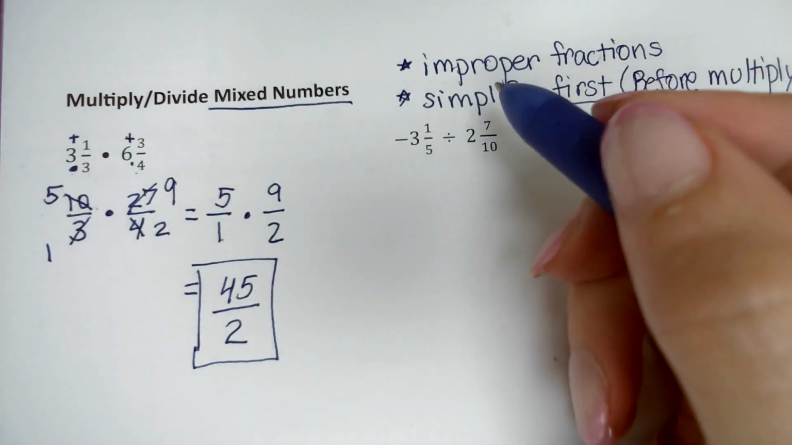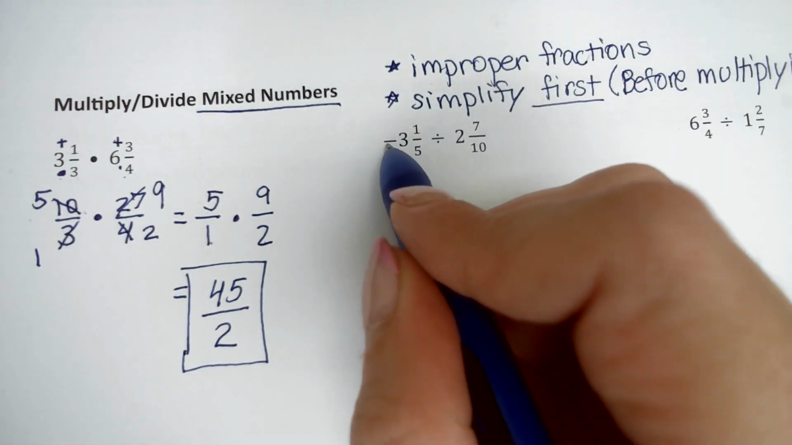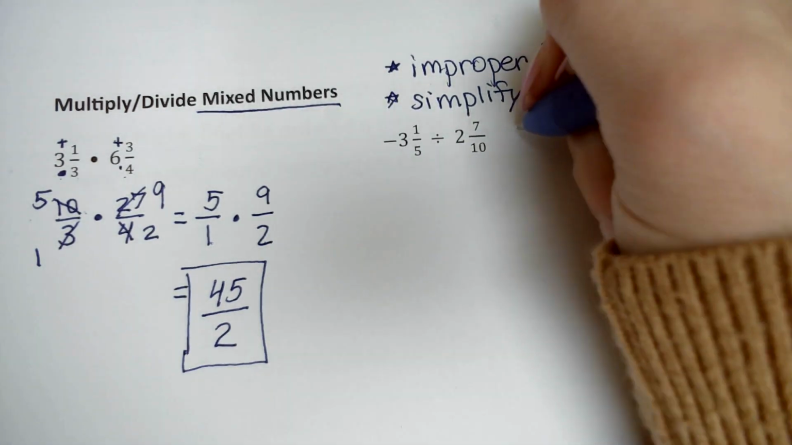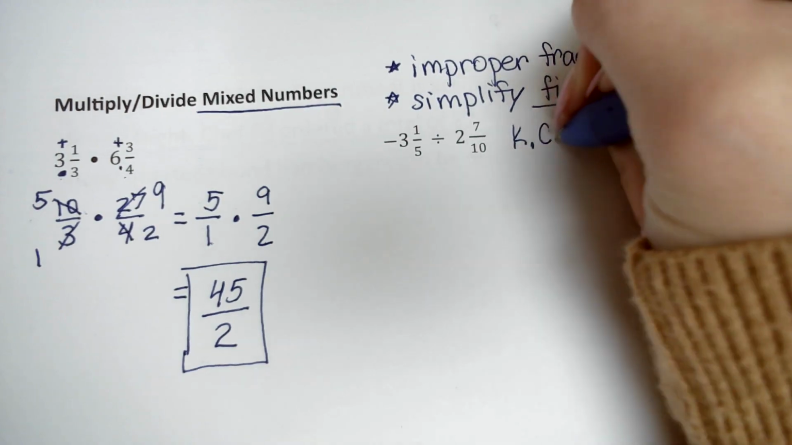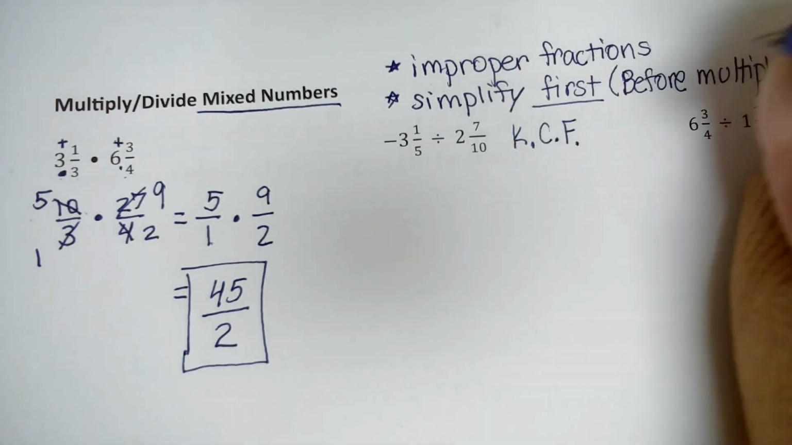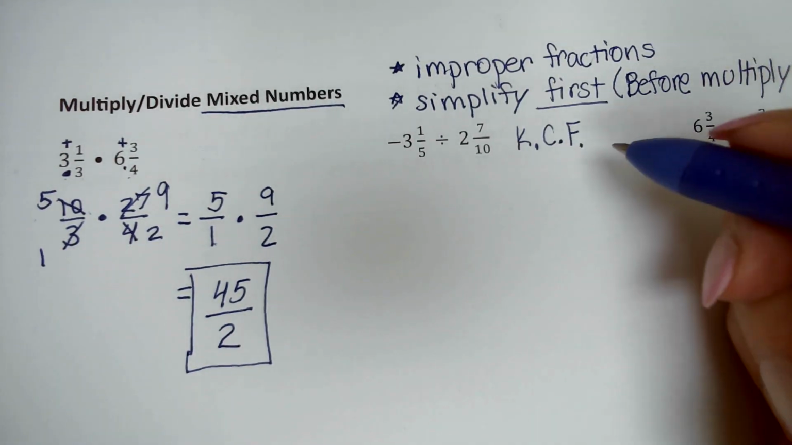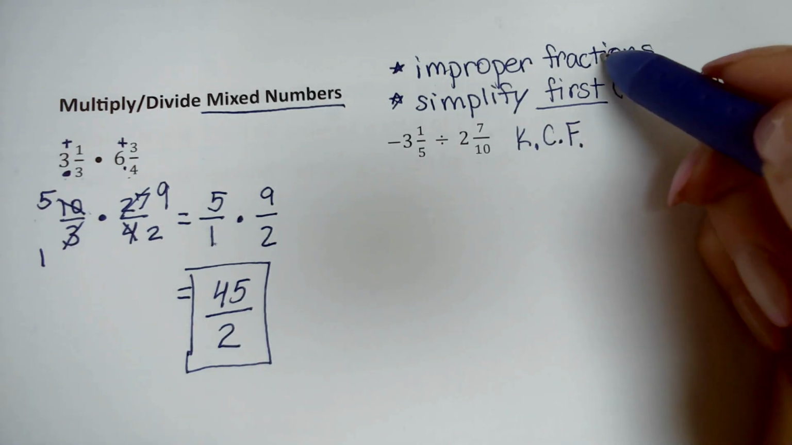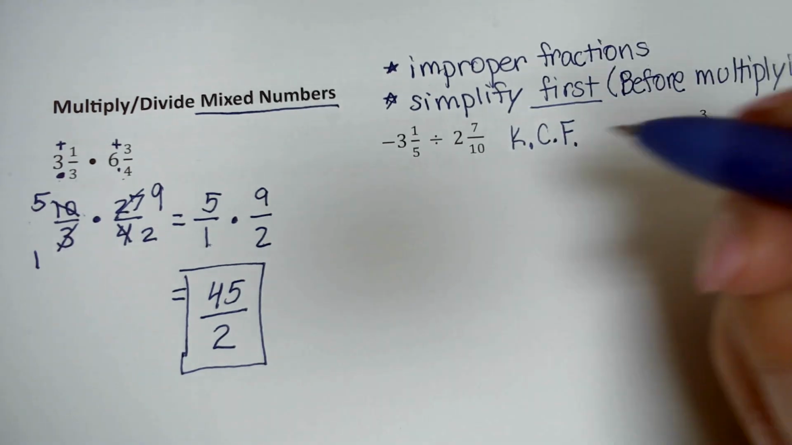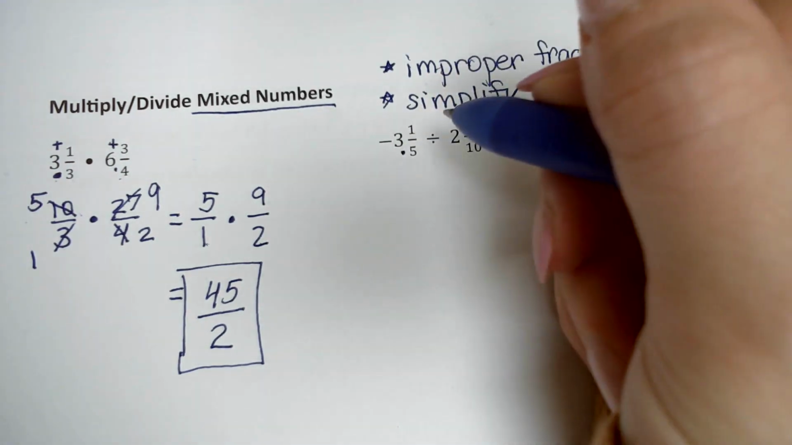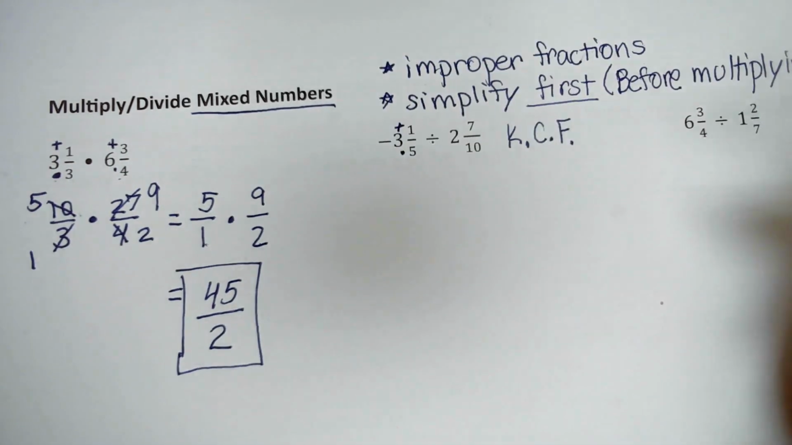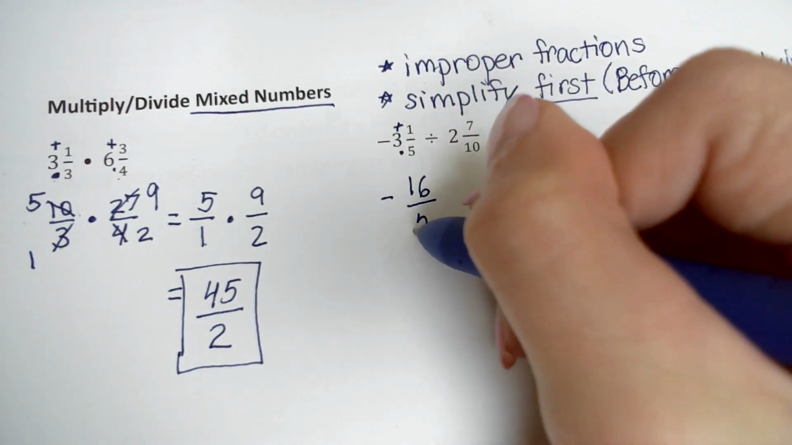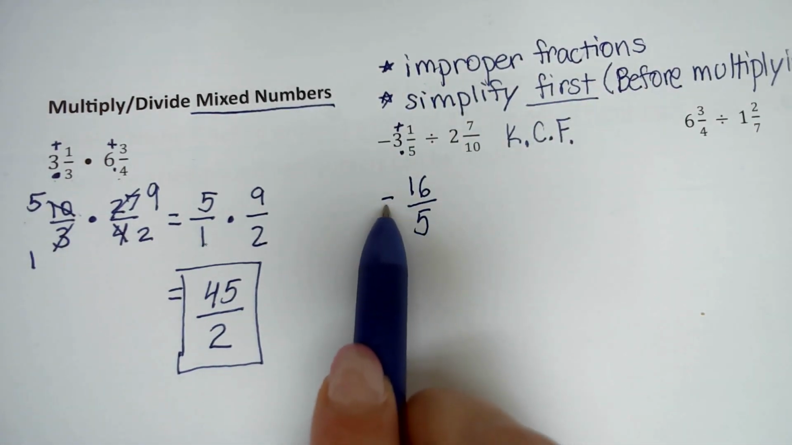Now let's divide. So remember, we have negative 3 1/5 divided by 2 7/10. Division is when we need to use our keep, change, flip strategy. So before you keep, change, flip, you want to change your mixed numbers into improper fractions. So 5 times 3 is 15, plus 1 is 16. So that's 16 over 5. Don't forget the negative sign, okay?